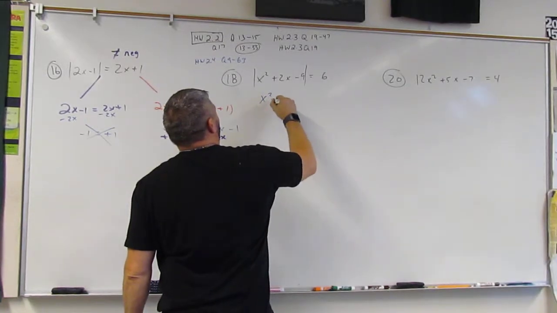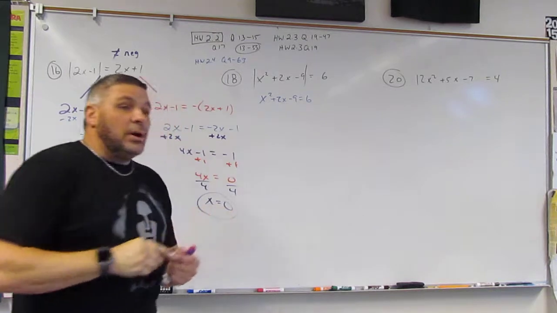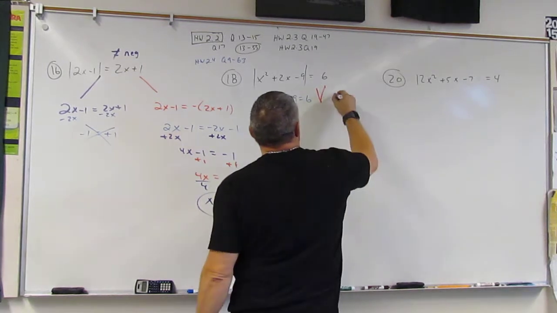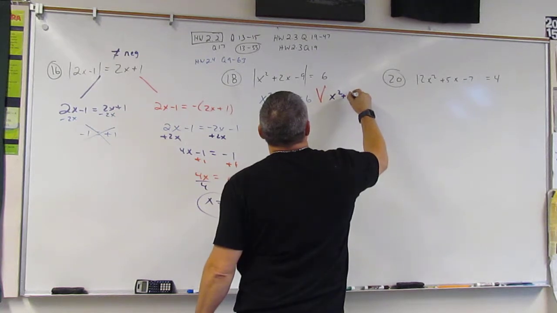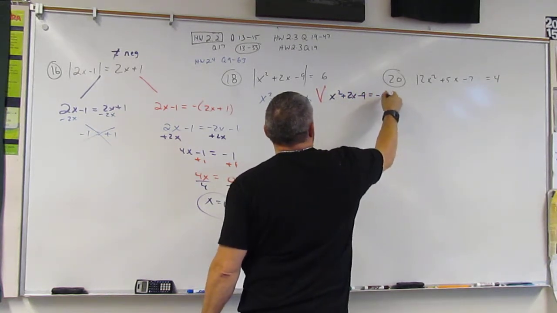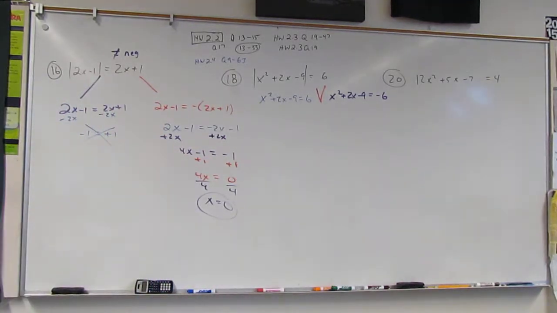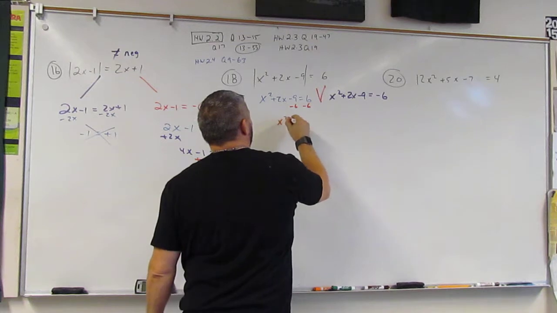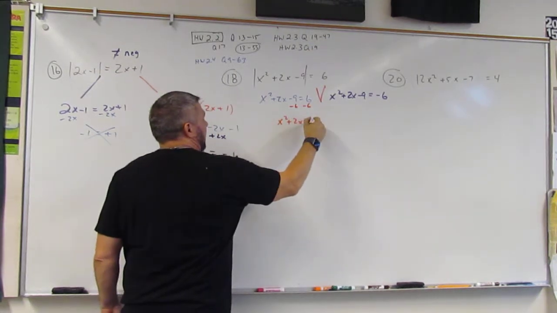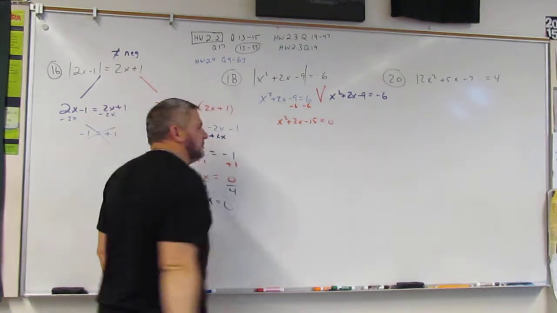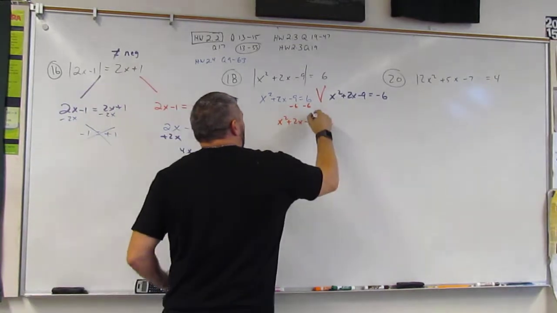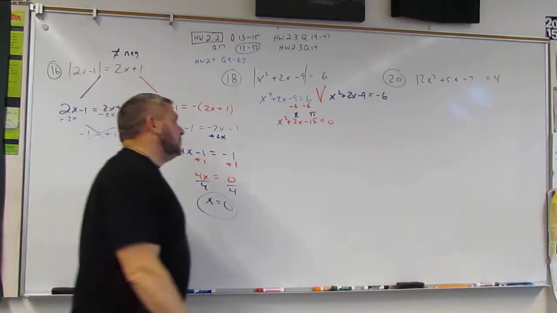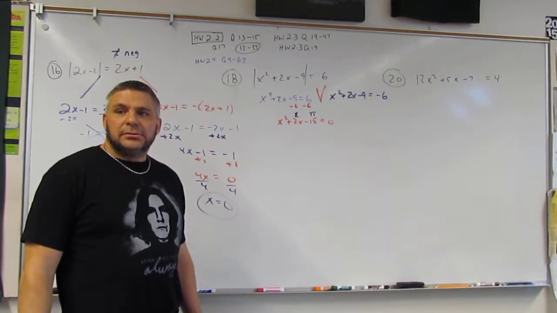X squared plus 2x minus 9 equals 6, or, we get to use our fancy or now. X squared plus 2x minus 9 equals negative 6. Either way, I got to get it equal to 0. So, I'm going to minus 6 and minus 6. I get x squared plus 2x minus 15 is equal to 0. And then I say, okay, what product and sum, right? What multiplies to be 15, but subtracts to be 2? 3 and 5? Very good.